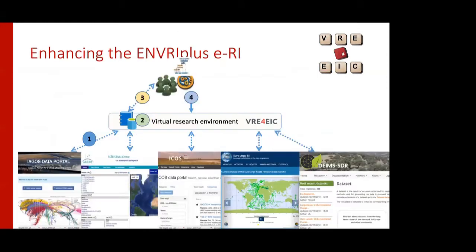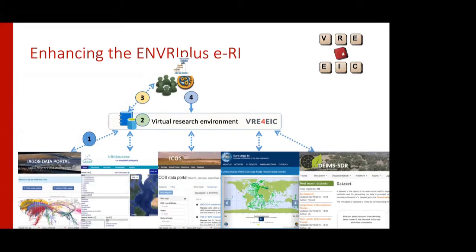And in the project, we didn't finish the implementation of all the building blocks, but we chose the most important ones and we made a prototype. And we demonstrated that in two important infrastructures. One is the EPOS infrastructure, and the other one is a bigger set of research infrastructures in the ENVRI-plus project.